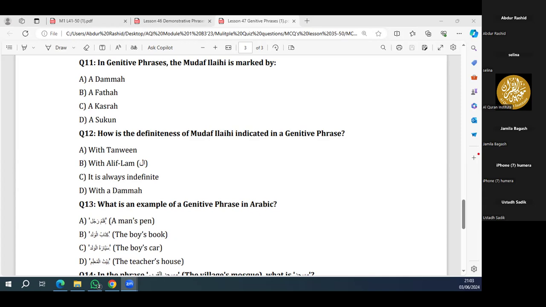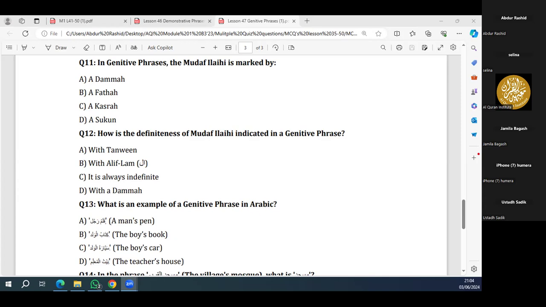For 11, well done, everyone. C is the correct answer. Mudaf ilayhi is marked by kasra. For 12, definiteness is with al. That's B. Looking at the answers, mashallah, everyone got that right.